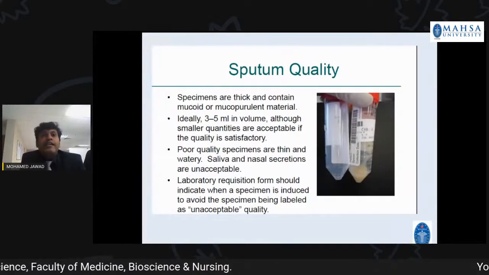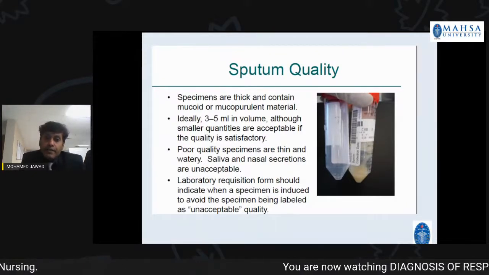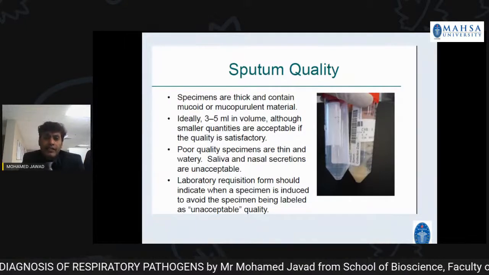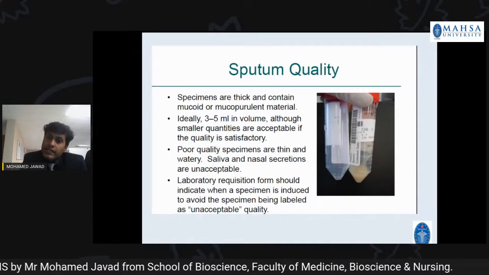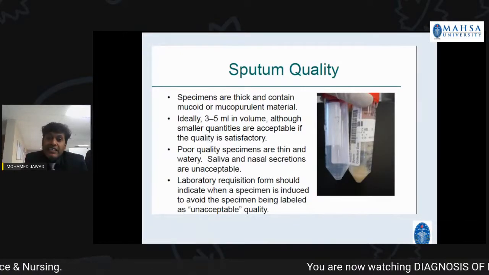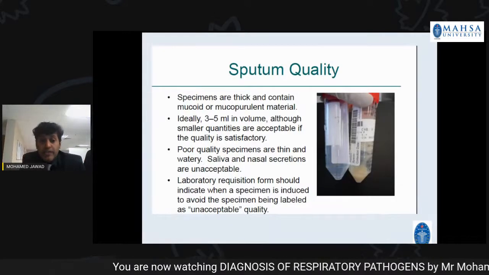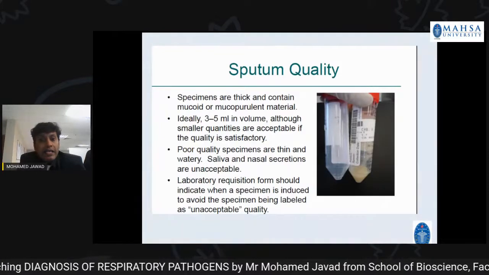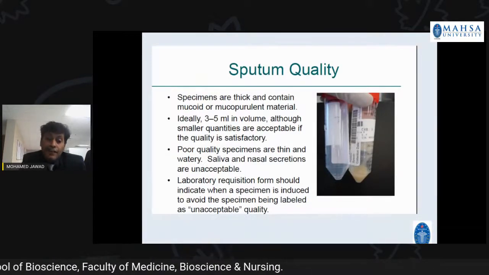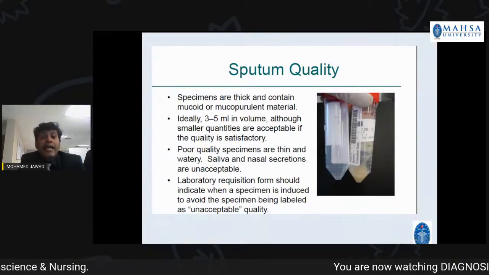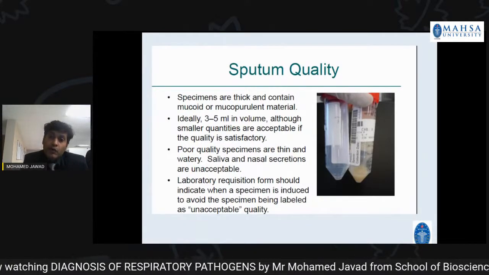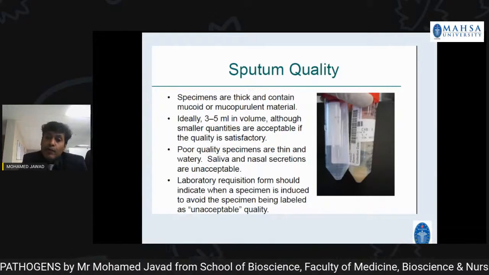Then sputum quality is a very important thing. Usually the specimens are very thick, mucoid and mucopurulent. Ideally we need 3 to 5 mL, and even though smaller quantities are acceptable, the quality should be satisfactory. If it is a poor quality specimen, very thin and watery and containing more saliva, as you can see in the picture, that sample is unacceptable. The laboratory request form should indicate when a specimen is induced, about the specimen being labeled and its accepted quality. Usually the induced sputum contains little respiratory secretion. To avoid that, we have to get a good specimen, very thick and containing mucoid and mucopurulent material.